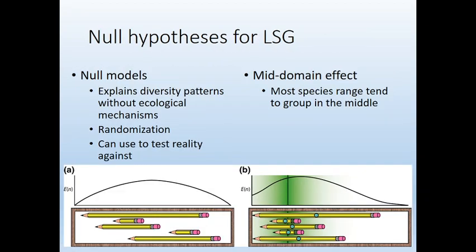Right, now I want to switch to this null hypothesis for the latitudinal species gradient. Null models can explain patterns without mechanisms. Okay, they're just basically based on randomization, and we can use the predictions that come from these null models to test reality against. So there's this thing called the mid-domain effect as one of the reasons why we tend to see the latitudinal species gradient.